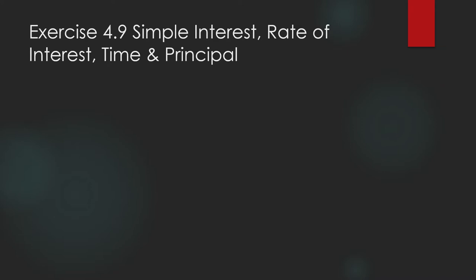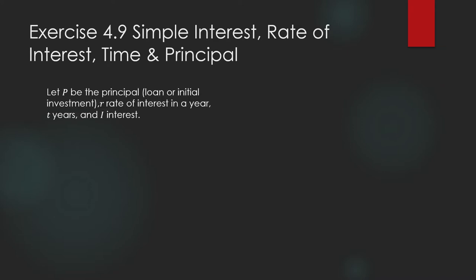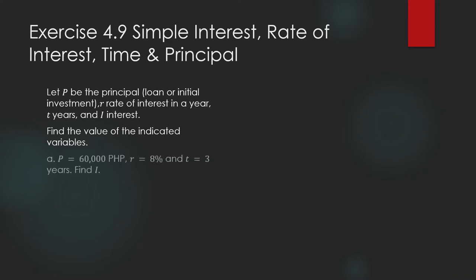Exercise 4.9. Simple interest, rate of interest, time, and principal. The principal can be a loan or an initial investment. Let P be the principal, R the rate of interest in a year, T years, and I the interest. Find the value of the indicated variables.